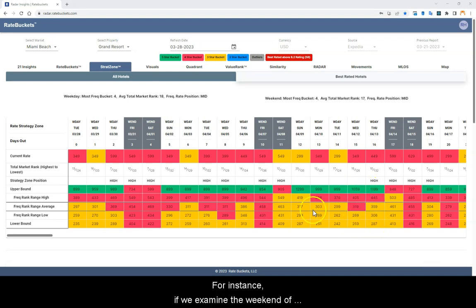For instance, if we examine the weekend of April 7th and 8th, we can see that this property has set its pricing at the high end of its typical range for a weekend. This makes sense, given that the pricing rank is 11 and 12, which is considerably higher than the average total market rank for a weekend, which is 17. The strategy zone analysis enables the pricing manager to determine how the hotel's pricing compares to its pricing sweet spot, and whether a change in strategy is necessary to improve or decrease its typical market position.